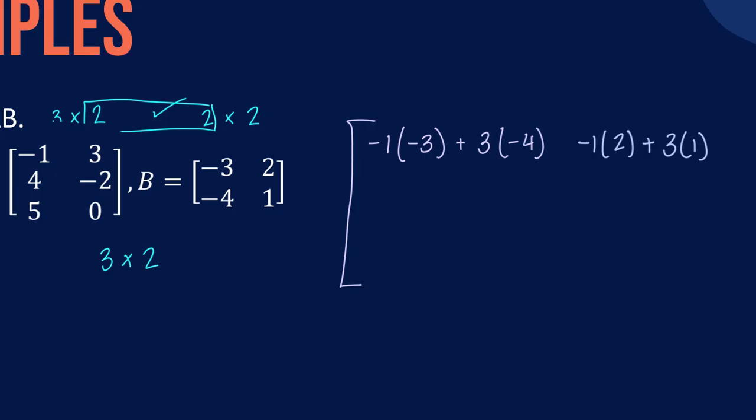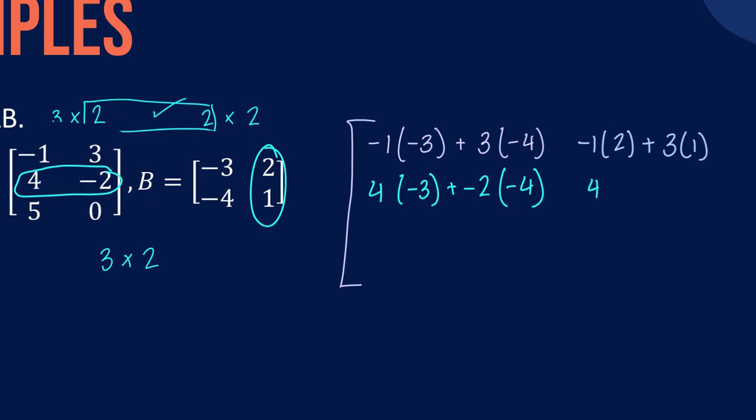Okay, looking at the next number. So I'm going to go ahead and use this row and do the first column. I now have 4 times -3 plus -2 times -4. Okay, now going to the next one. I'm still using that, 4 times 2 plus -2 times 1.